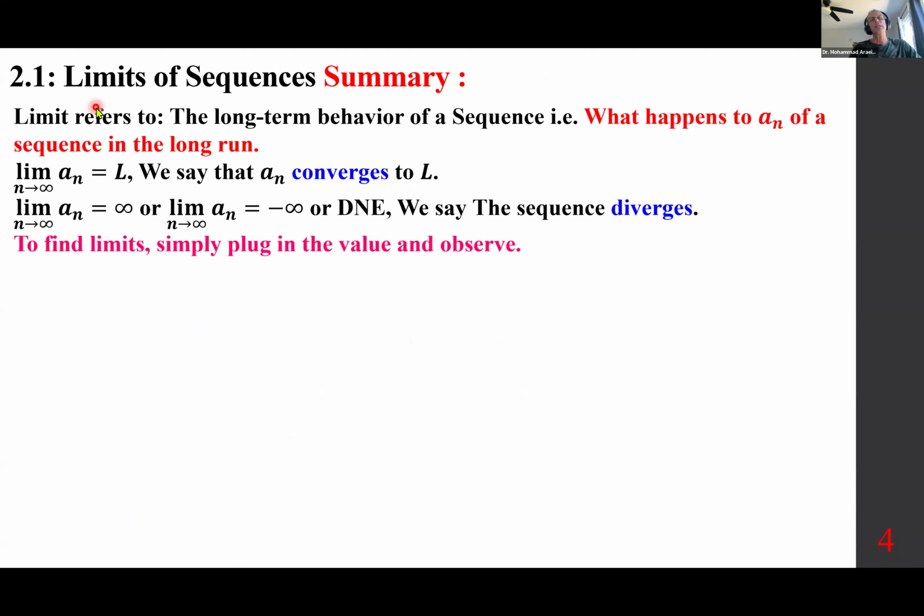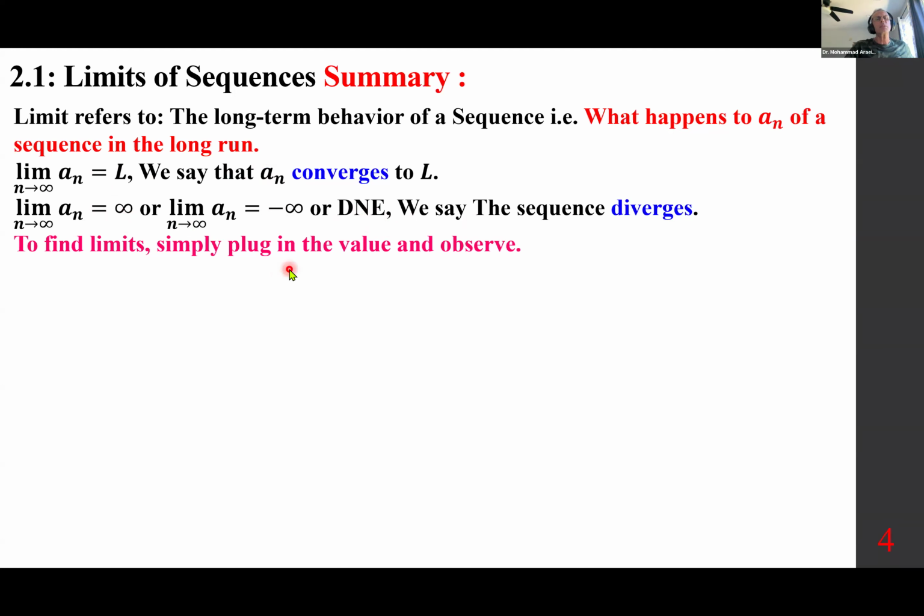And now 2.1, limits of sequences. Here's the summary of what is coming up. Limit refers to the long-term behavior of a sequence, i.e. what happens to a sub n of a sequence in the long run. The limit of a sub n as n approaches infinity is L. We say that a sub n converges to L. If the limit of a sub n as n approaches infinity is infinity, or negative infinity, or does not exist, we say the sequence diverges.